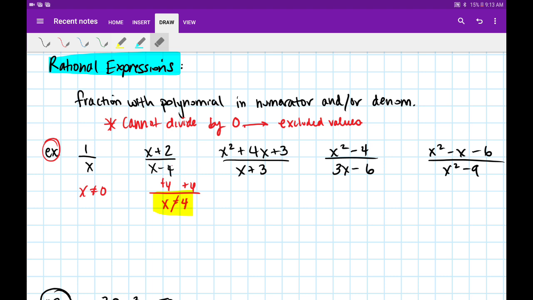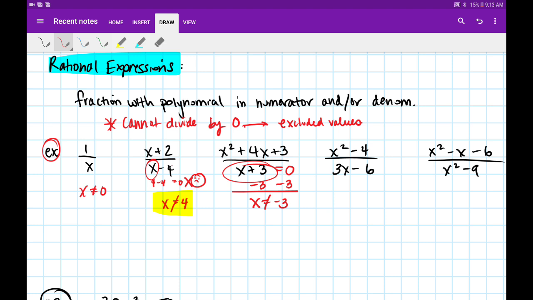So again, let's look at what we just discovered. If I'm plugging in 4 into x, then I get 4 minus 4, which is 0 in my denominator, and that's not allowed. Okay, sad face, not allowed. In this problem, the value of x that makes my denominator equal to 0 is negative 3. And I can actually show that by setting it equal to 0 and solving.